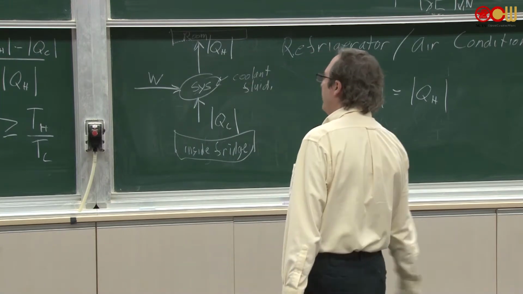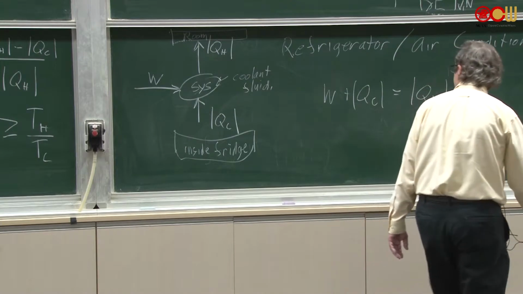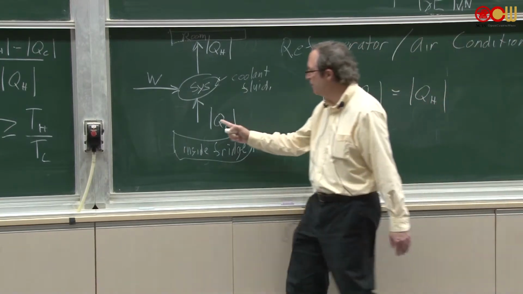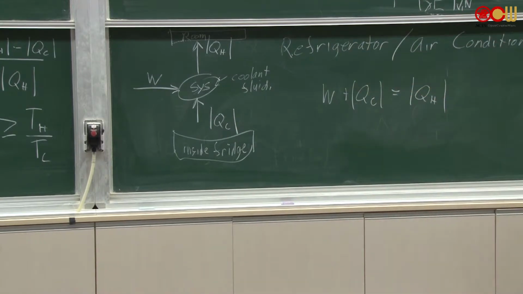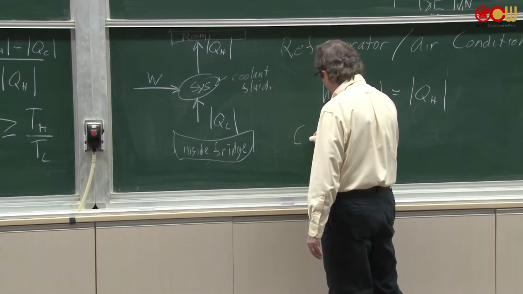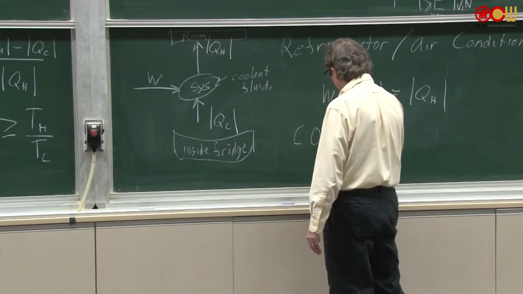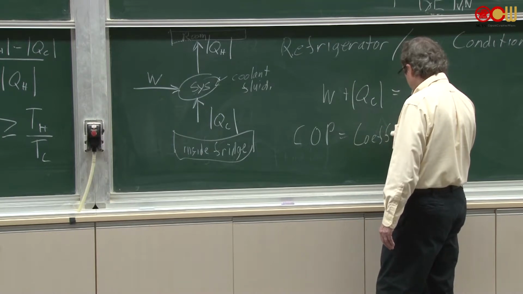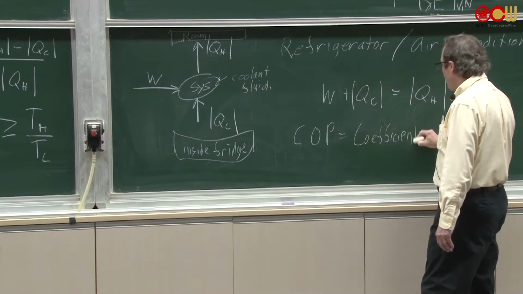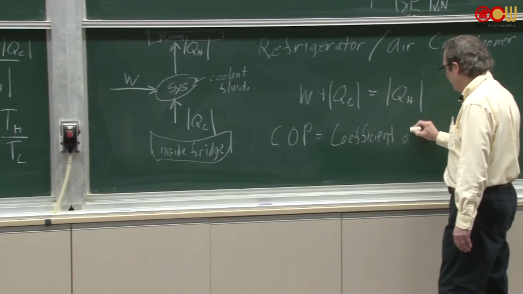Yeah, it's the same as up there. Same kind of thing. All right? Because you have this going in, this going in, that going out. All right? Okay. And then we have what's called the coefficient of performance. Coefficient. And you'll see in a minute why efficiency is not the right thing.